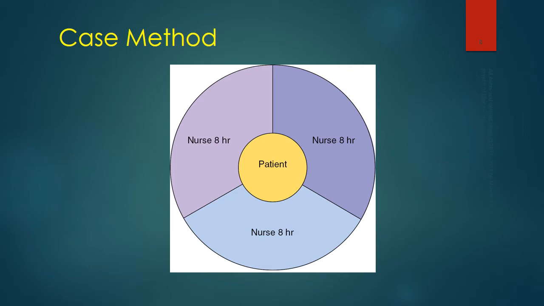The premise for the case method care delivery model is that one nurse provides total care for one patient during the entire work period. So there's one nurse for 8 hours, and another nurse for 8 hours, and another nurse for the other 8 hours in a 24-hour period.